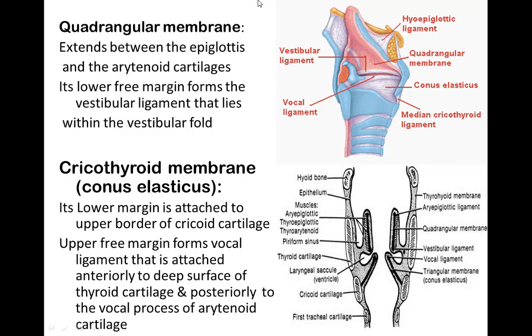Another membrane is the quadrangular membrane, which is here. This is the quadrangular membrane. It extends from the epiglottis down to the arytenoid, and we can see here this is a free part of it, forming the vestibular ligament, which is known also as the false vocal cord.